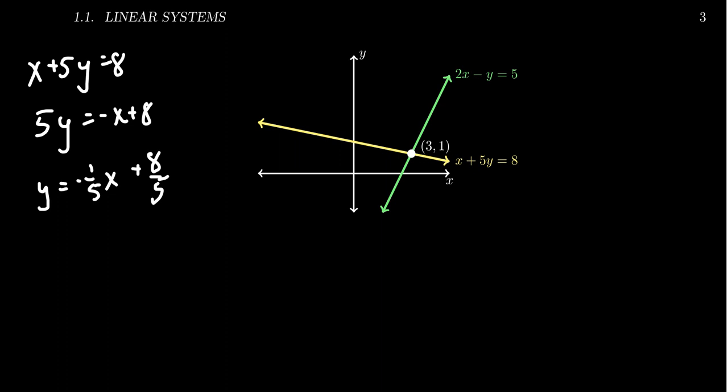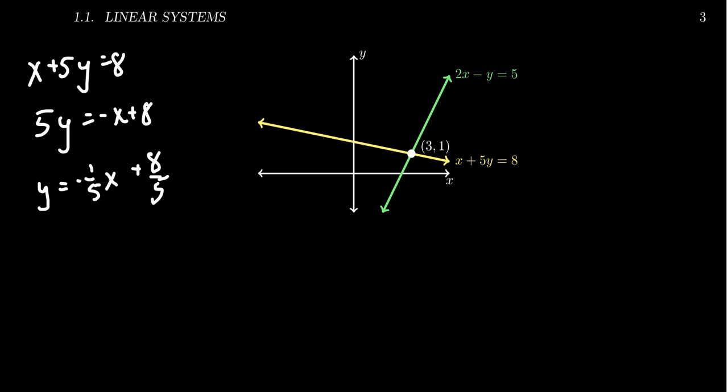And so what you see there is a line whose slope is negative 1/5. That is, every time we go down 1, we'll go to the right by 5. And its y-intercept is 8/5. 8/5 is a little bit less than 10/5, which would be 2. And so you see this line right here in yellow. Its y-intercept would be a little bit less than 2, and it's going to go down 1 over 5, like so.